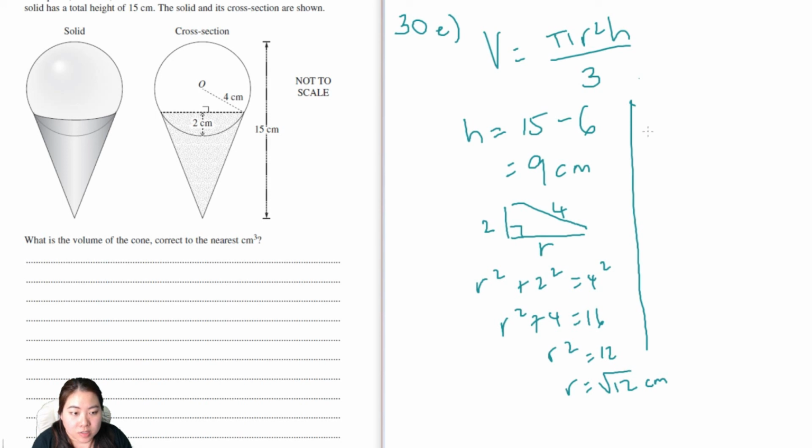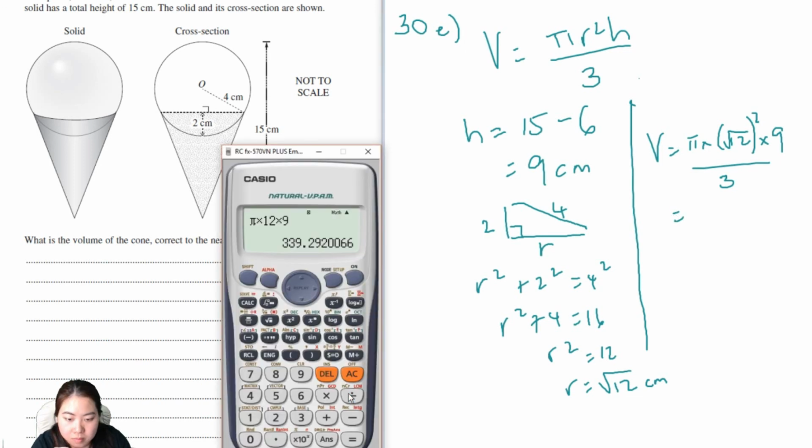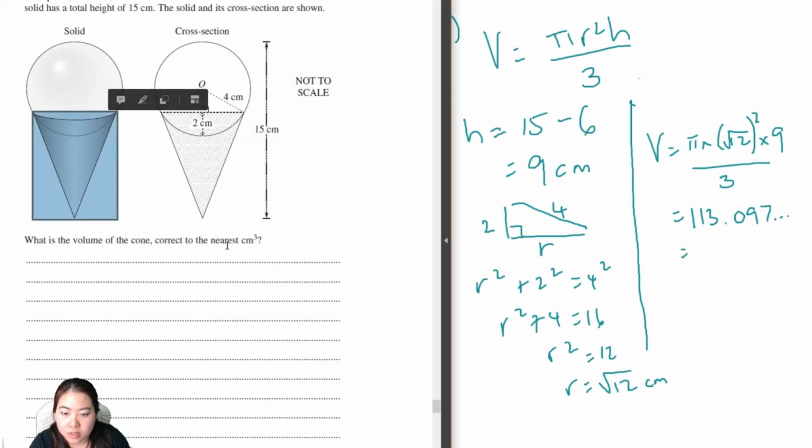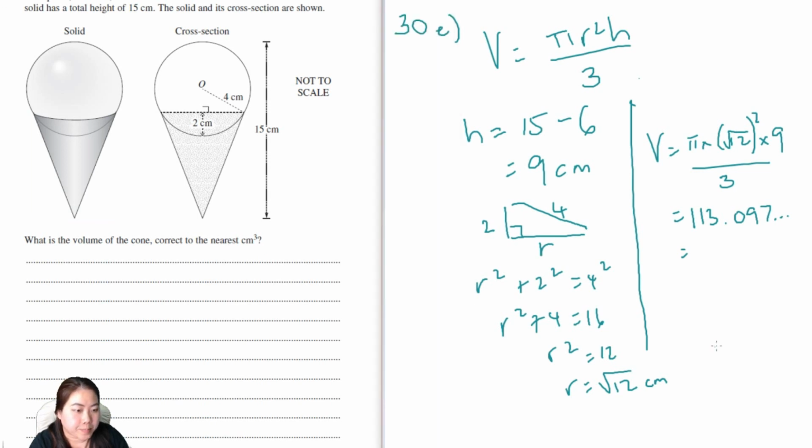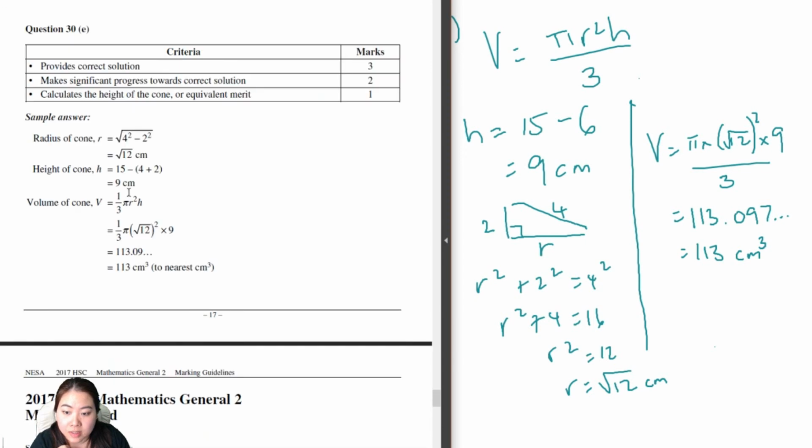Okay, now it's time to just sub everything in. The volume of the cone is pi times root 12 squared times 9 over 3. 113.097... The question wants it to the nearest cubic centimeter. That is 113 cubic centimeters. Therefore, the volume of the cone is 113 cubic centimeters.